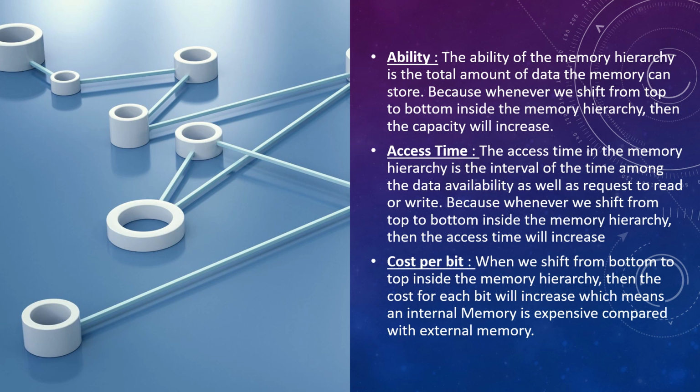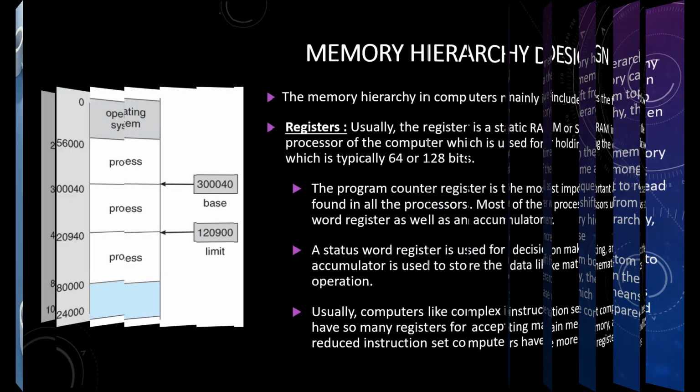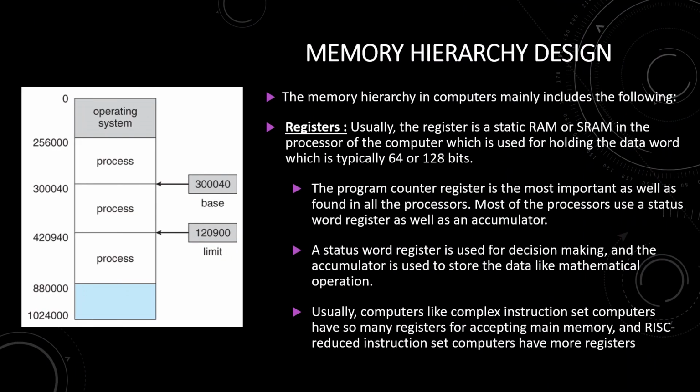Cost per bit. When we shift from bottom to top inside the memory hierarchy, the cost for each bit will increase, which means internal memory is expensive compared with external memory. Memory hierarchy design. The memory hierarchy in computers mainly includes the following.